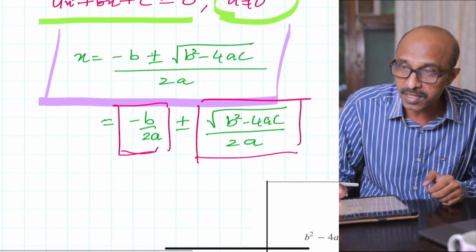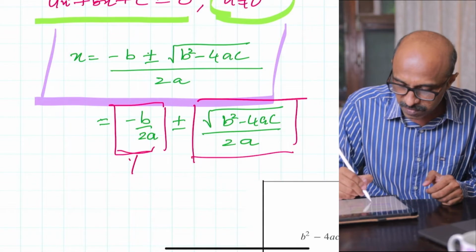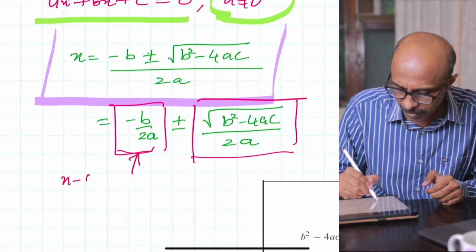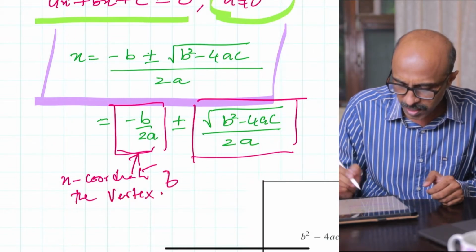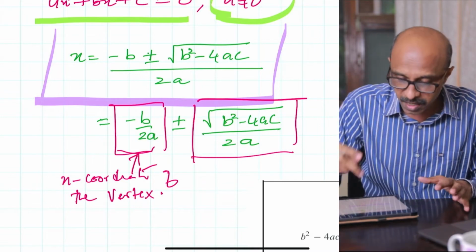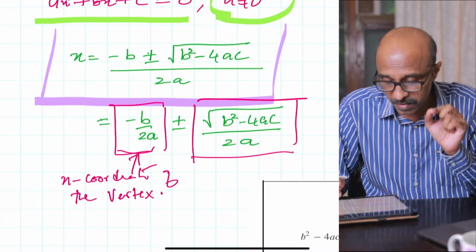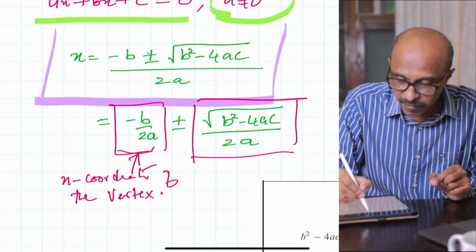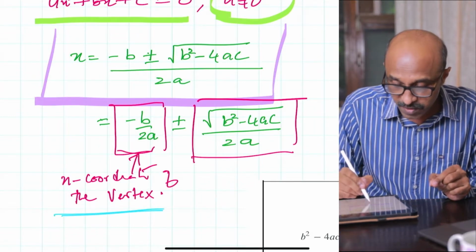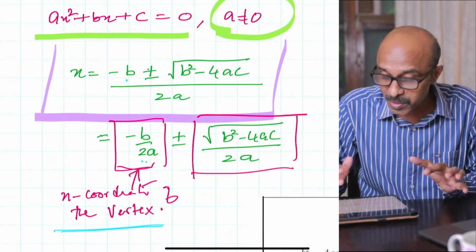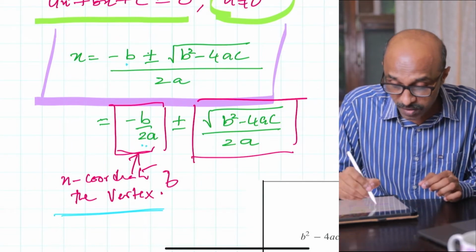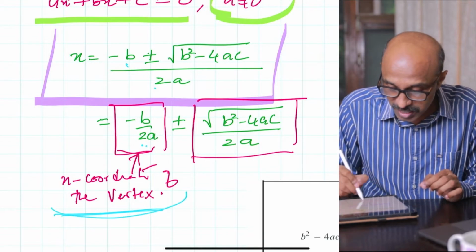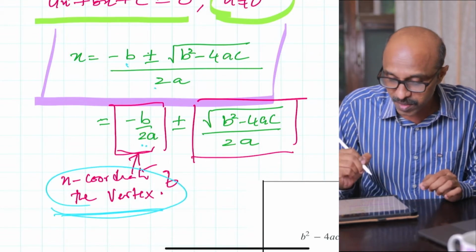This first part gives us the x-coordinate of the vertex. In an earlier video, when we were talking about the quadratic curve and the vertex, we noted that the x-coordinate of the vertex is given by negative b over 2a. That is what I meant when I said the quadratic formula has a lot of information packed into it. One piece of information is that it contains the x-coordinate of the vertex of the parabola.